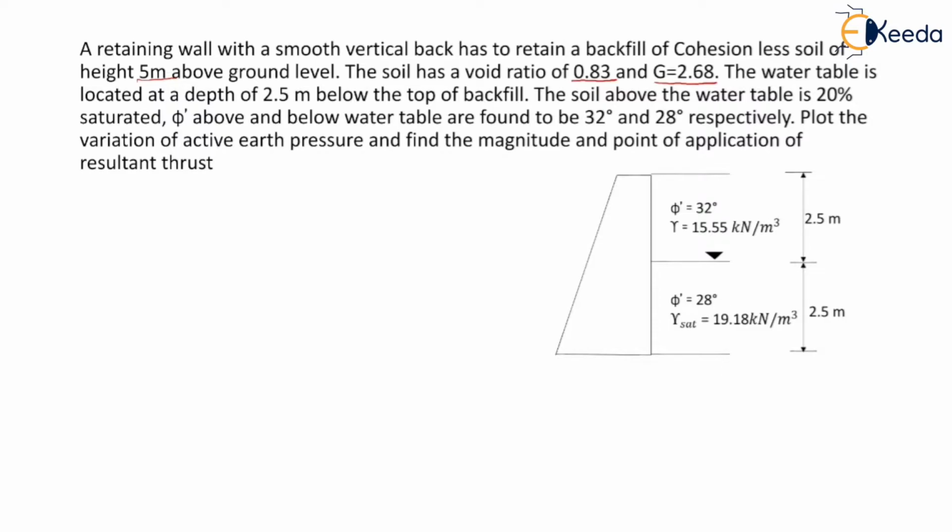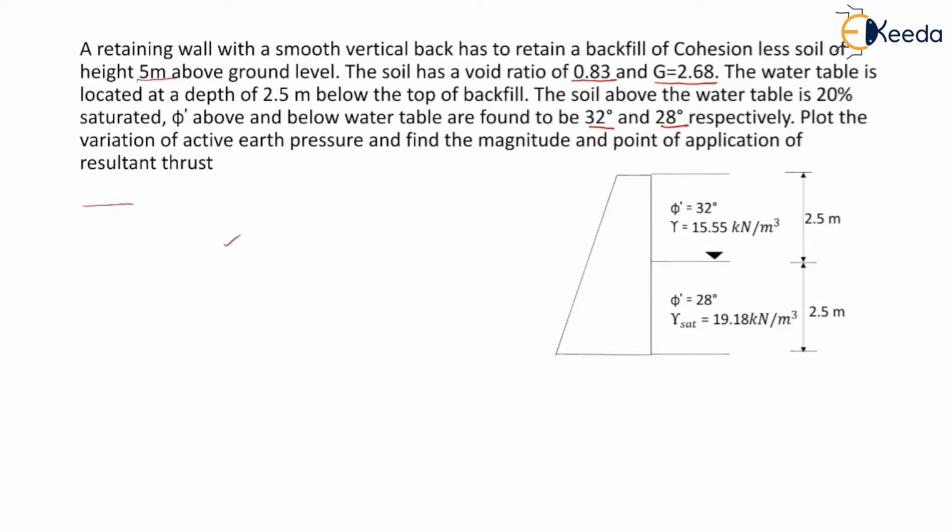The soil above the water table is 20% saturated. Phi dash above and below the water table are found to be 32 degree and 28 degree respectively. Plot the variation of active earth pressure and find the magnitude and point of application of resultant thrust.